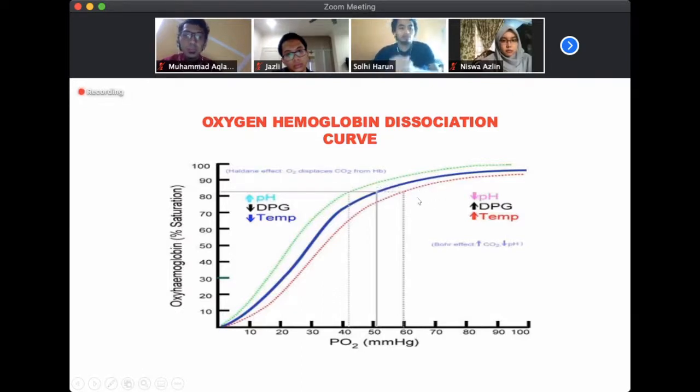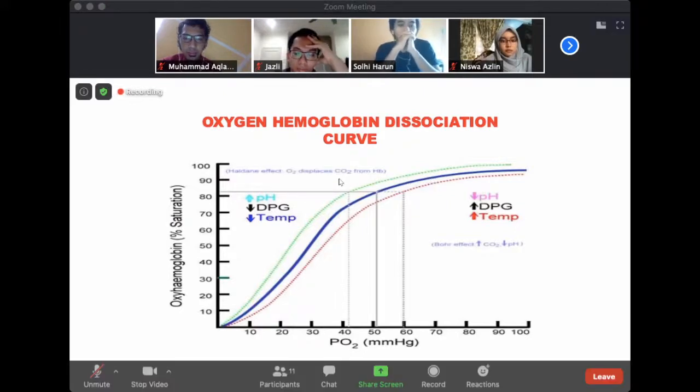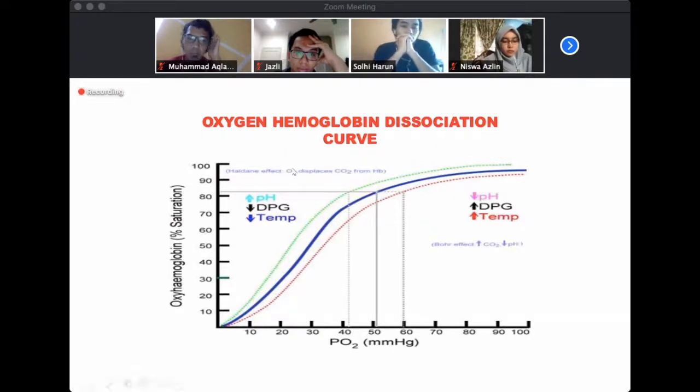Faham tak? Because babies need less oxygen to saturate their hemoglobin and increase their SpO2. So what does this mean? This means that if a baby is cyanosed, meaning the SpO2 is 80 for example, compared to an adult, they have lesser oxygen. Faham tak? They have lesser oxygen.